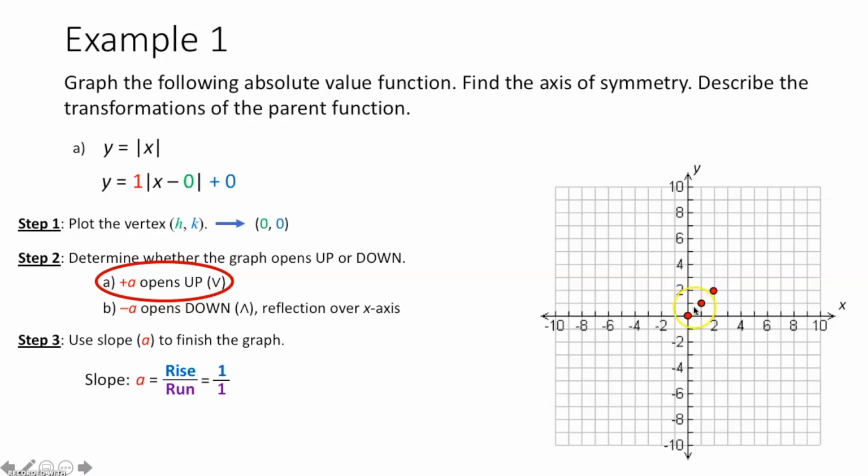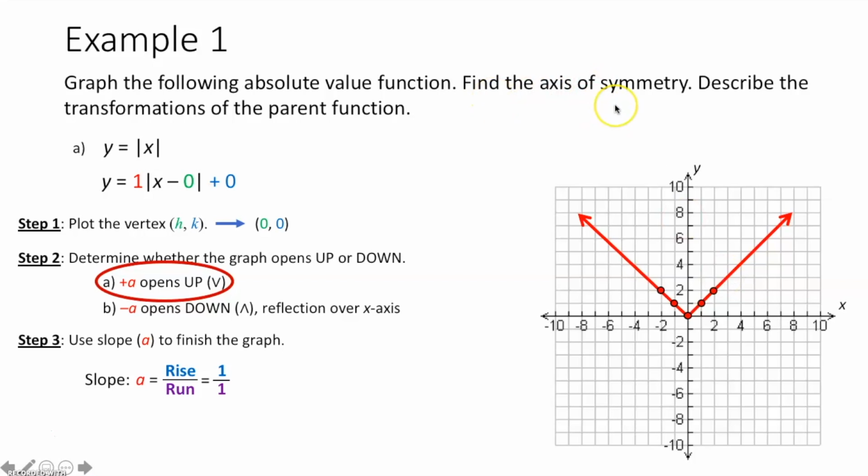How do we finish the graph? That's only half of it. Well, instead of going up 1, right 1, we go up 1, left 1, put a point. Up 1, left 1, put a point. And we know to do that because, remember, it opens up. It's an upward facing V. That's what the graph of the absolute value function looks like. So now we make a V going through these points, and you've graphed it. Look how easy that was.